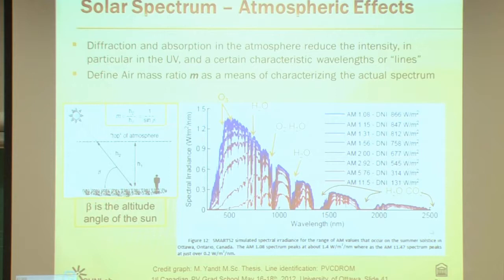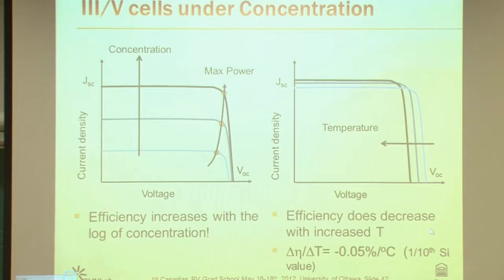The nice thing about under concentration is that your maximum power point goes up, and you actually get an efficiency increase. Efficiency increases with the log of concentration. You can see it from a fill factor point of view: the rectangles are getting closer to a square. The fill factor is going up.